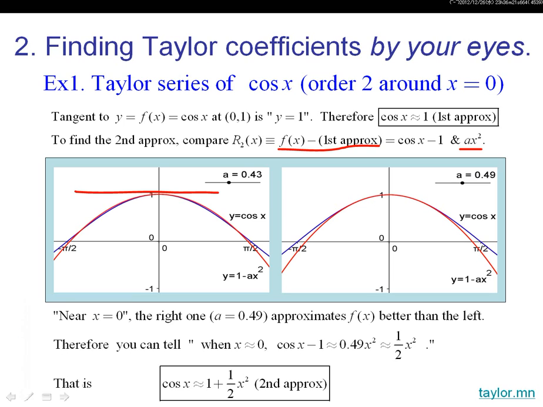Near x equals 0, the right one, a equals 0.49, approximates f(x) better than the left. You may think that the left one is better than the right one, but you have to look very closely near x equals 0. And so we can tell that when x is near 0, cosine x minus 1 is nearly equal to minus 0.49x squared, nearly equal to minus a half x squared. So we can get the second approximation of cosine x.